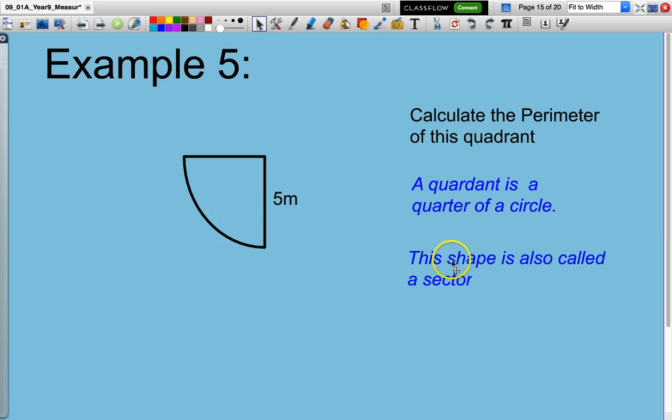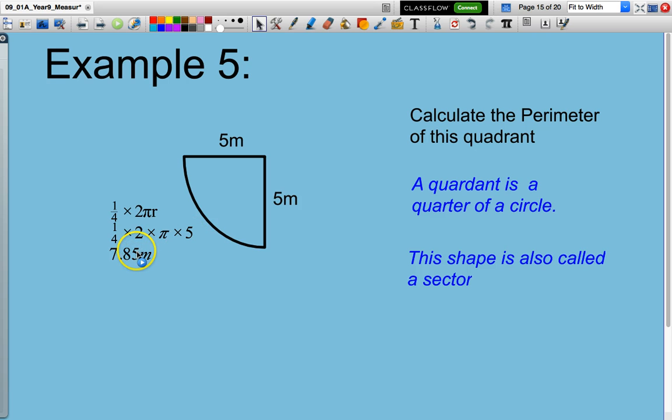So I know that I have 5 meters here, and because it is a circular shape, I will have 5 meters here. So all I need to do now is work out the distance of this part here, this arc. So it'll be 1/4 of a full circle. There is my fraction, 1/4 of a full circle. 2 pi r is a full circle. So it's a quarter multiplied by 2 times pi times 5.